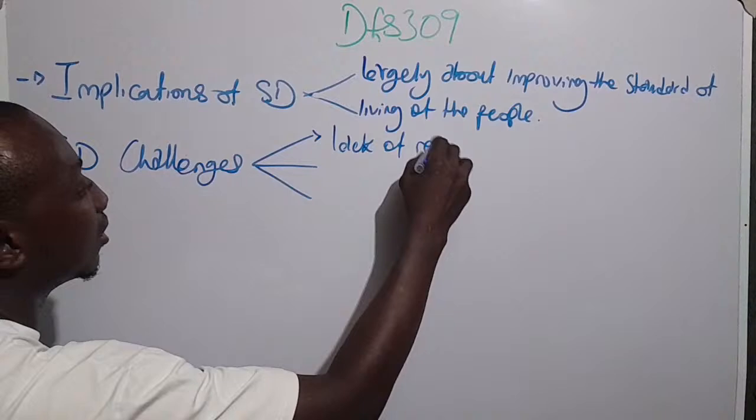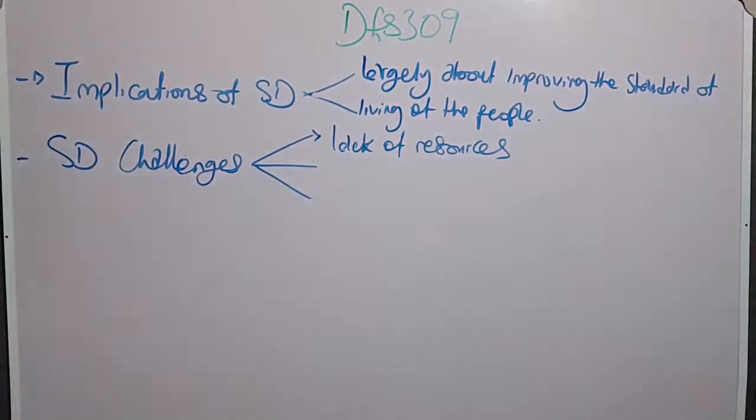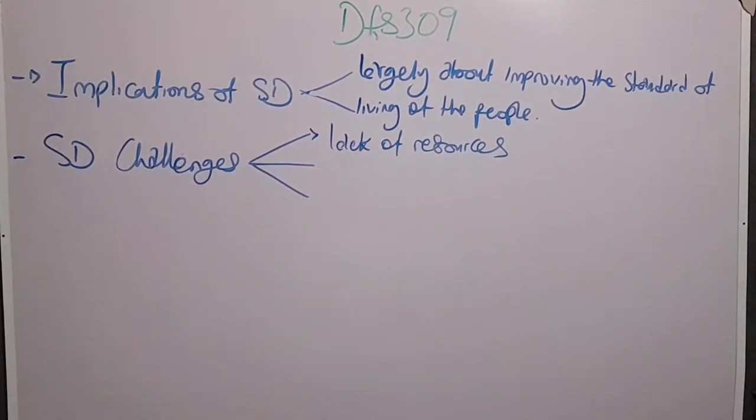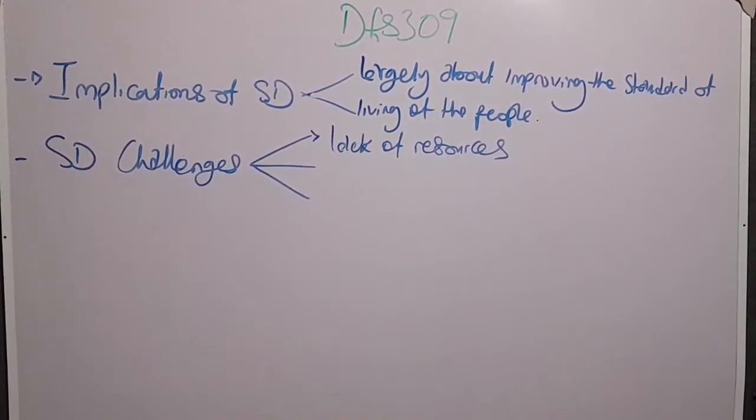Lack of resources. Now, as much as the plan, the intention, and the strategy all look good, if there are little or no resources, let's take for example an environment where there are no good roads. The community has come together, discussed its beautiful plans and strategies, and everything looks good.